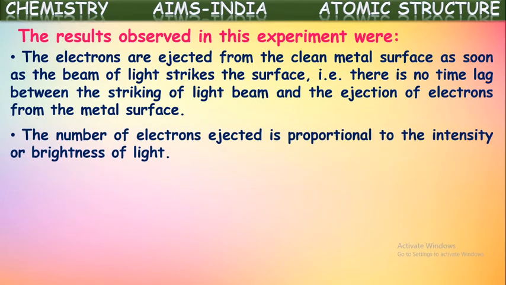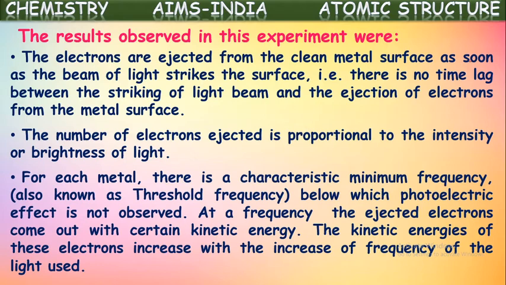The number of electrons ejected is proportional to the intensity or brightness of the light striking the metal surface. So the number of electrons ejecting is dependent on the intensity of the light or brightness of the light. As the brightness of the light increases, more number of electrons are being ejected from the metal surface.